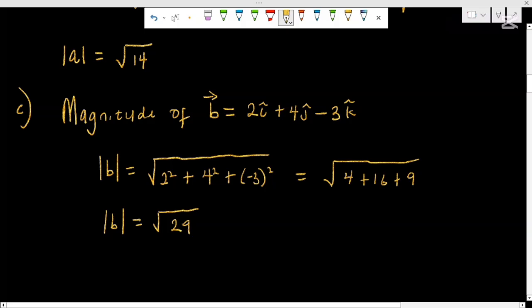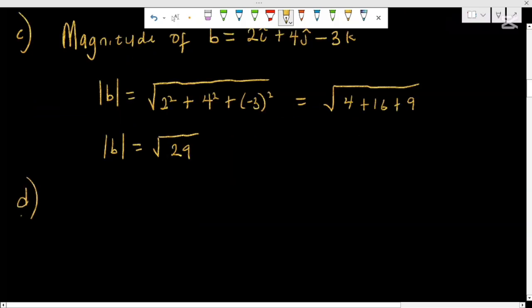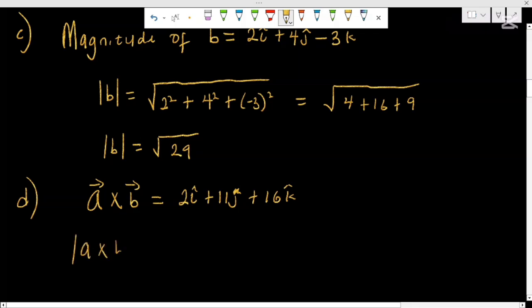So let's see question D. We want to look for the magnitude of A cross B. So we have A cross B, right? What's our vector A cross B? It is 2I plus 11J plus 16K. So that's what we have, and the magnitude will become very, very simple. That should be 2 squared plus 11 squared plus 16 squared.